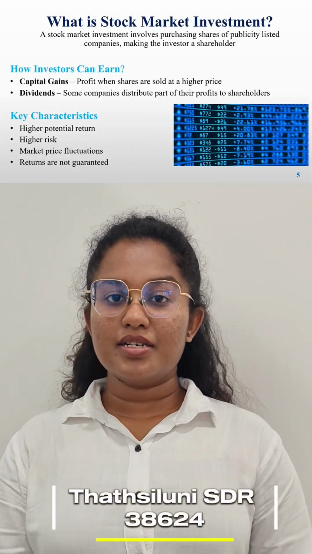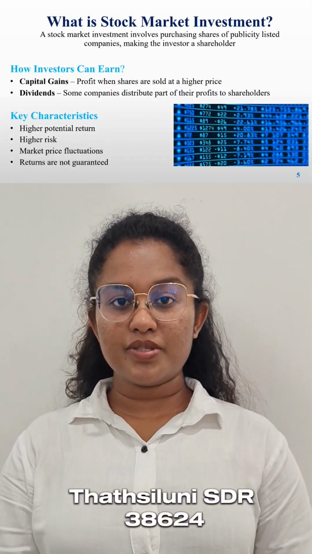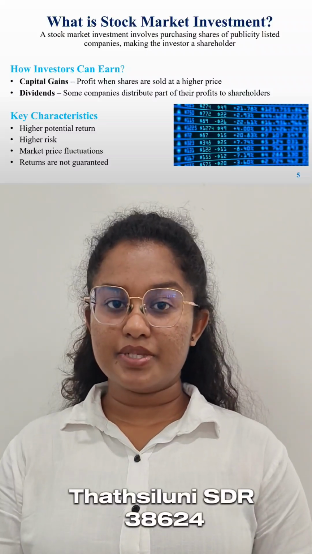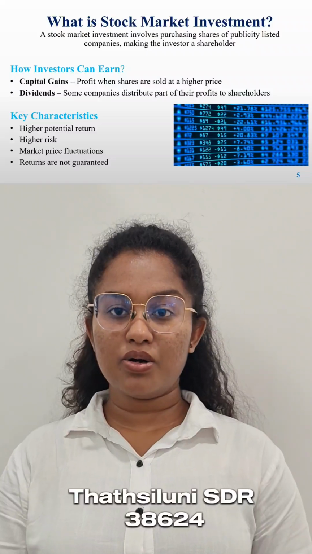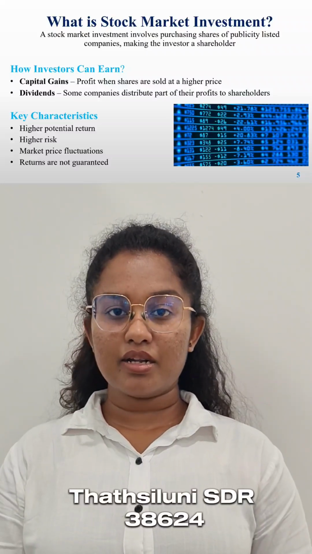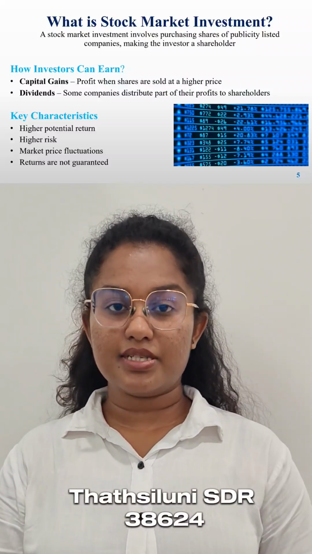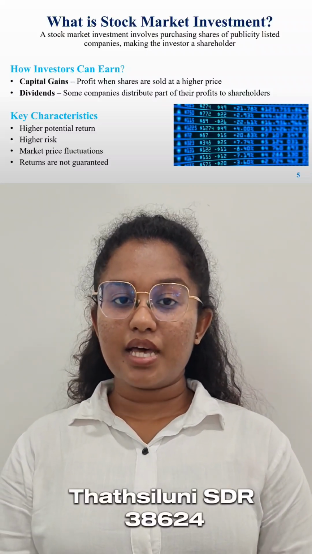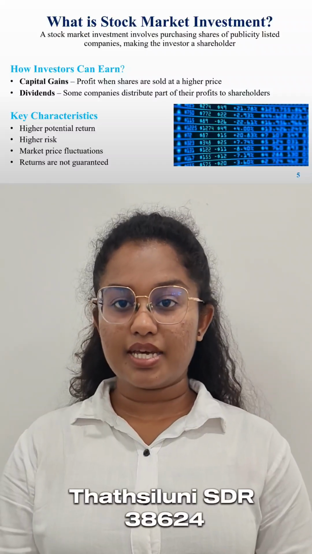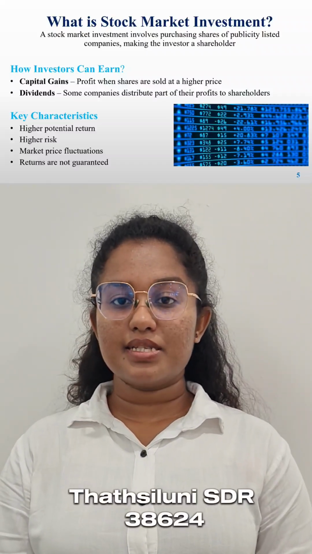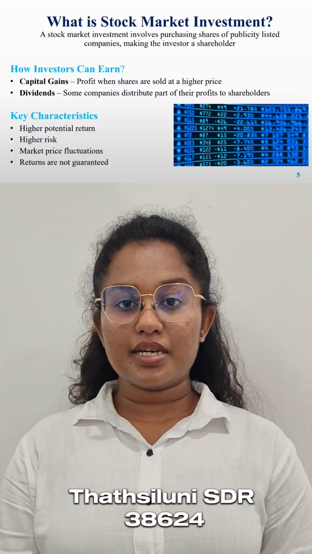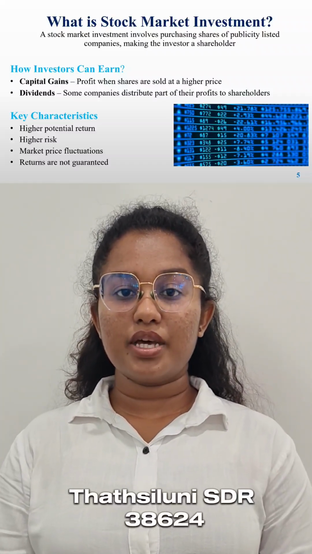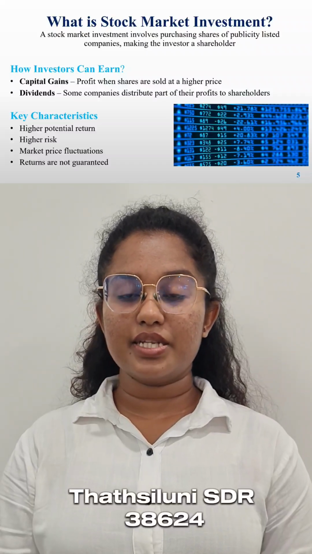A stock market investment involves purchasing shares of publicly listed companies. When an investor purchases shares, they become a shareholder of that company. There are mainly two ways investors can earn from stocks. The first one is capital gains. This happens when an investor buys shares at a lower price and later sells them at a higher price. The second way is through dividends. Some companies distribute a part of their profits to their shareholders as dividends.